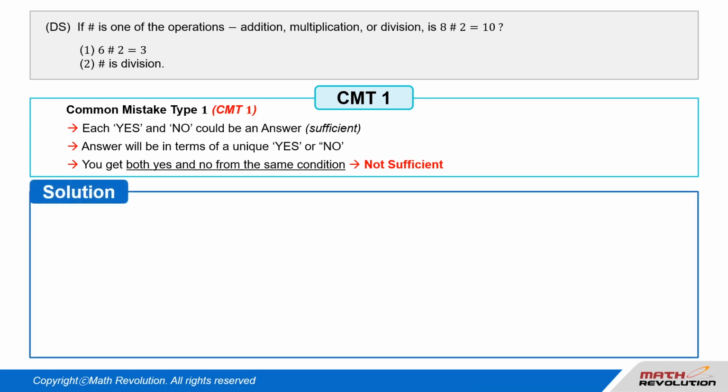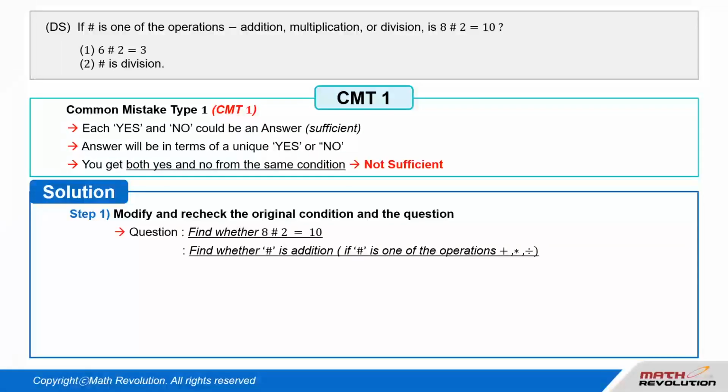Let's apply the three steps suggested previously. Follow the first step of the variable approach by modifying and rechecking the original condition and the question. We have to find out whether 8 hash 2 equals 10, or whether hash equals addition, if hash is one of the operations addition, multiplication, or division. For 8 hash 2 to be 10, hash should represent addition.